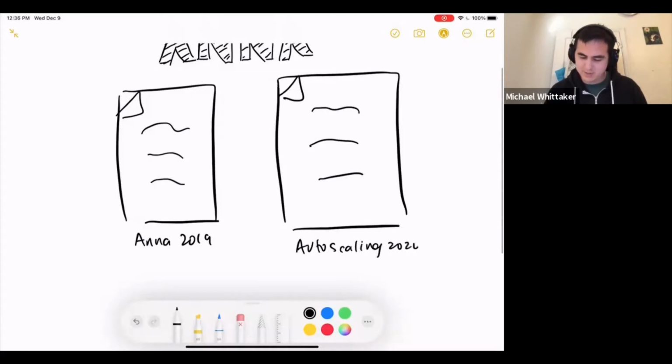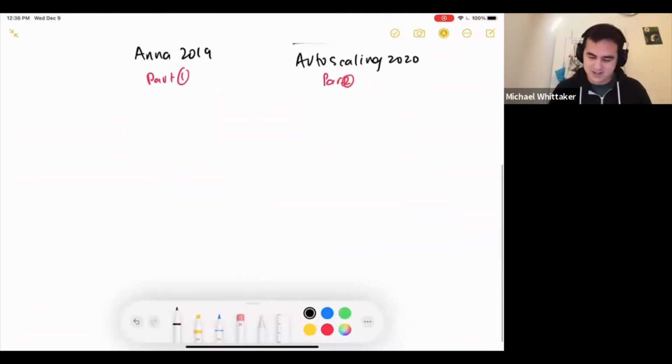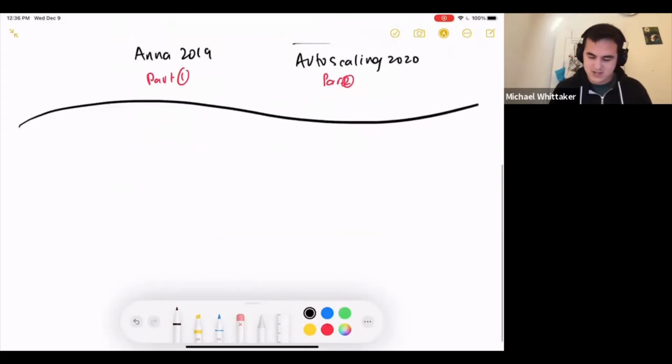So I'm going to actually talk about both papers. The first paper is kind of a background section of the second paper, but I'm going to talk briefly about both because I think understanding the auto scaling is a little easier when you understand what Anna is. So there'll be two parts of the talk essentially. Part one is going to be what is Anna, and part two is going to be, how do you auto scale it?